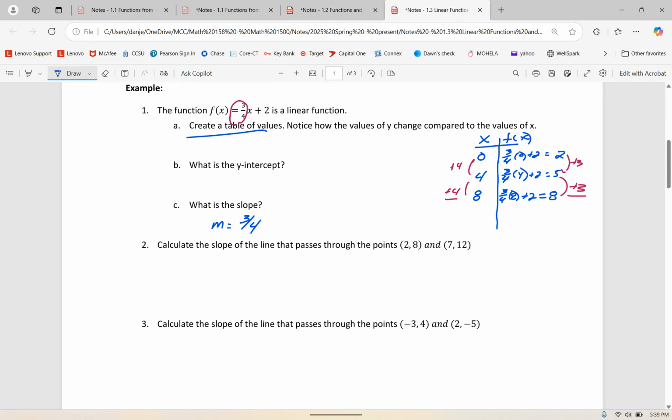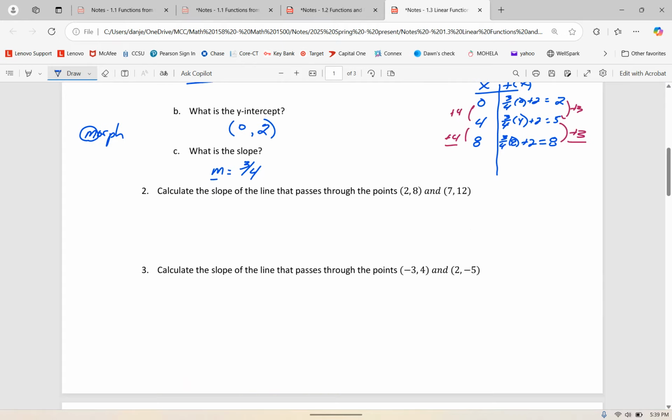In case you're wondering where m comes from, the Latin word for change is morph. So the rate of change is the rate of morph, m for slope. My y-intercept here, again, a lot of people want to tell me the y-intercept is 2. I want (0, 2).